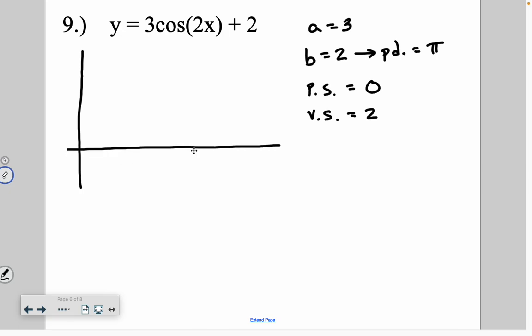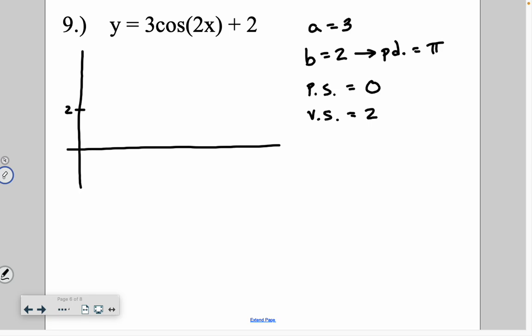All right, so now let's start putting things together. So the vertical shift moves that midline from the x-axis up 2 units. So I know that the midline of my actual graph is going to be right here at 2. Okay, we'll come back to that. That's where the midline is going to be.